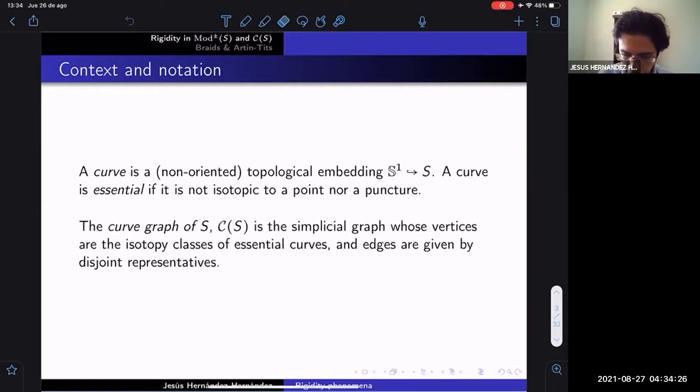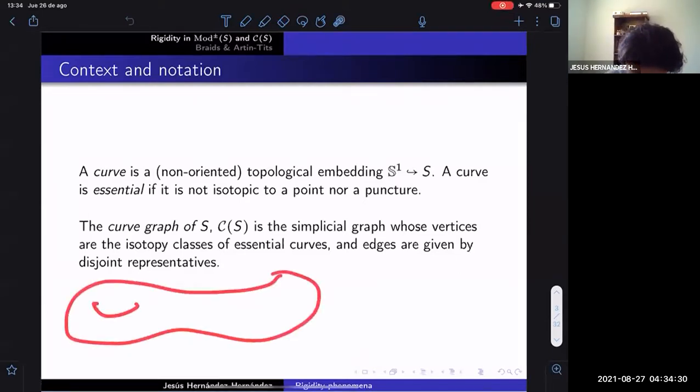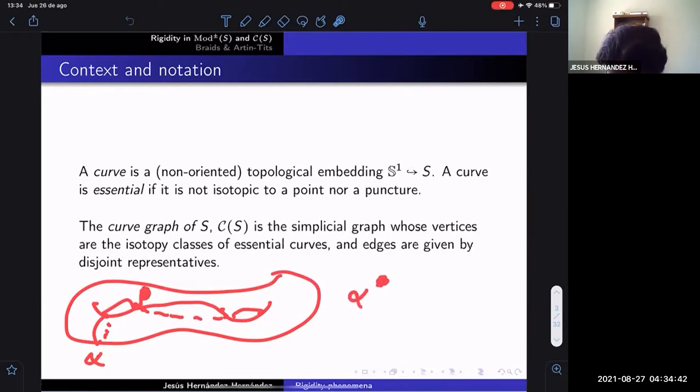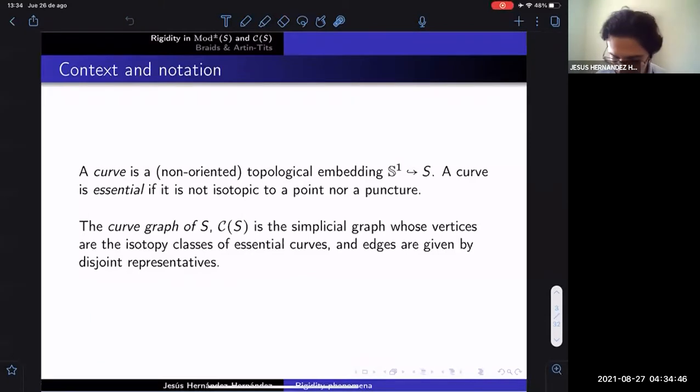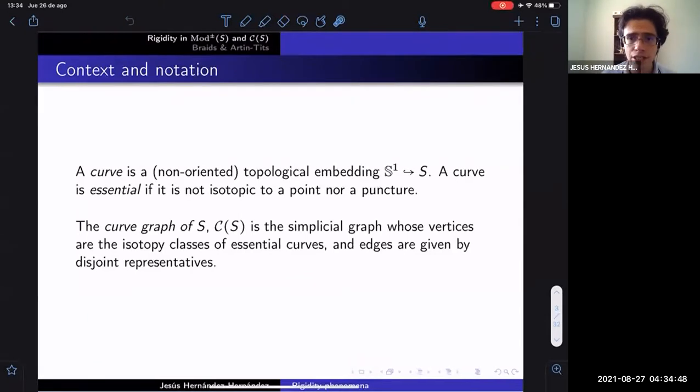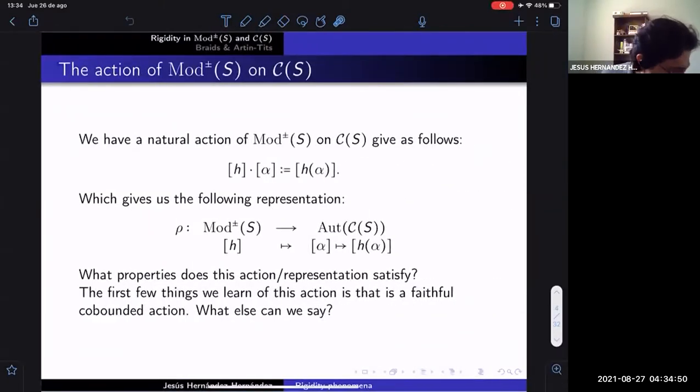So things can be very nice, very easy. For example, if we take something like this as our surface, and I take this curve and this curve, let's say this is alpha, this is beta, in the curve graph they're going to look something like this. Okay, so it's nice and easy. And we have a very natural action of the extended mapping class group on the curve graph.